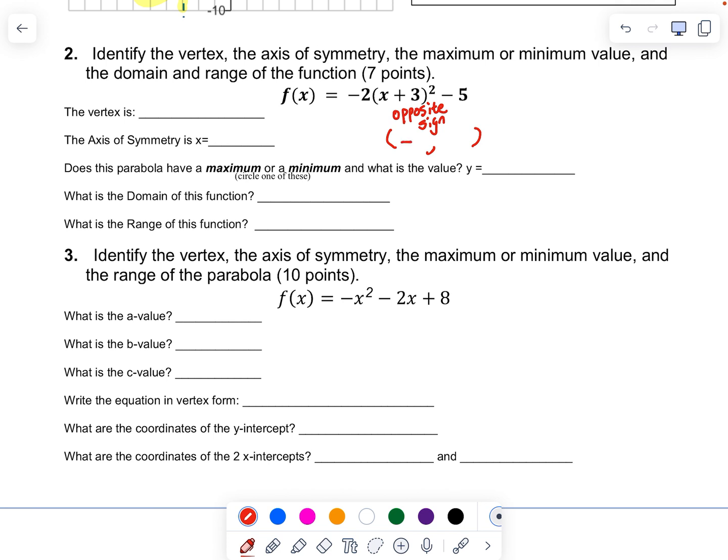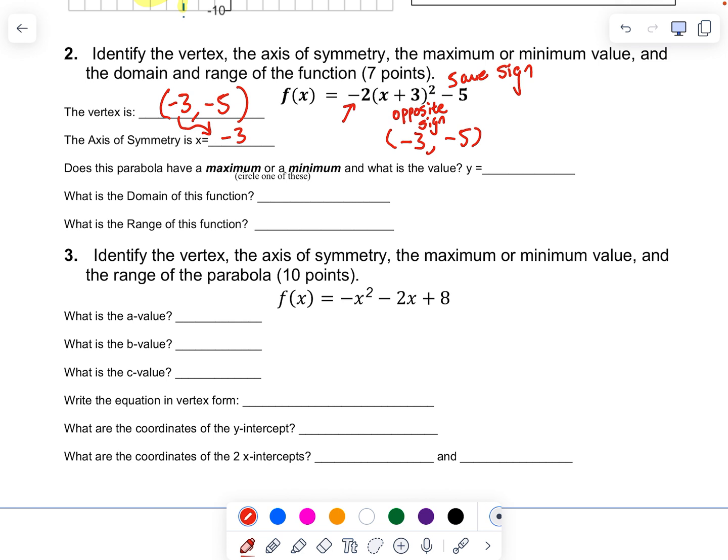So we're not going to write down 3. I'm going to write down -3, and then the same sign for the y, so it's going to be -5. -3, -5. That is our vertex. The axis of symmetry, as we stated earlier, is always the same as the x-coordinate of the vertex, so that's -3.